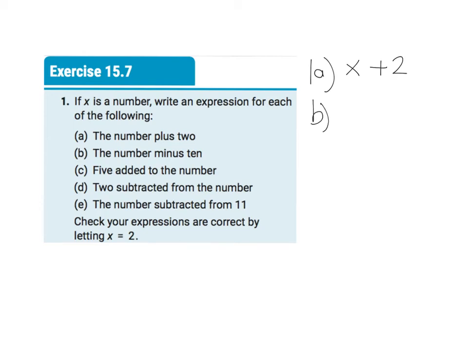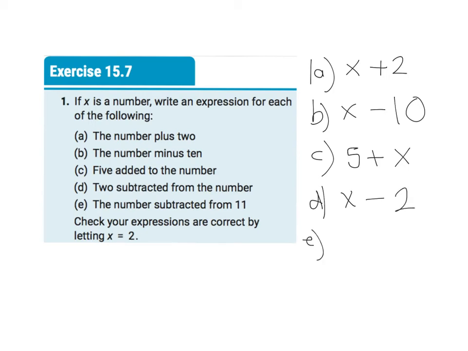1B, the number minus 10. 5 added to the number. 2 subtracted from the number. So that's the number minus 2. The number subtracted from 11. So 11 minus the number. Okay? And the last part, we're told to check that our expressions are correct by letting x equal to 2.